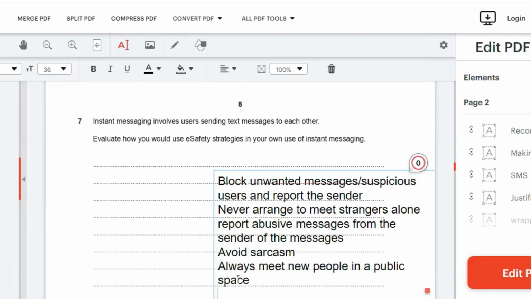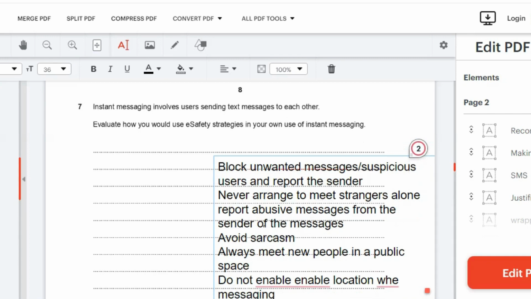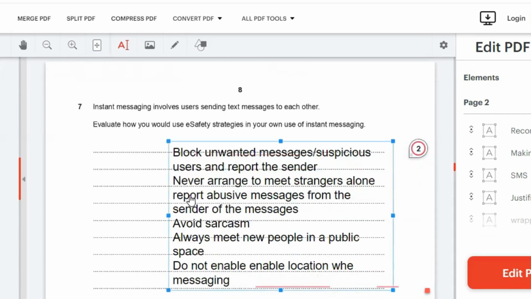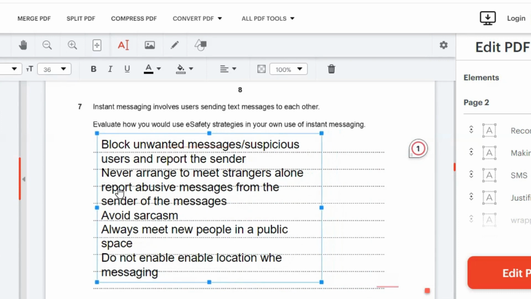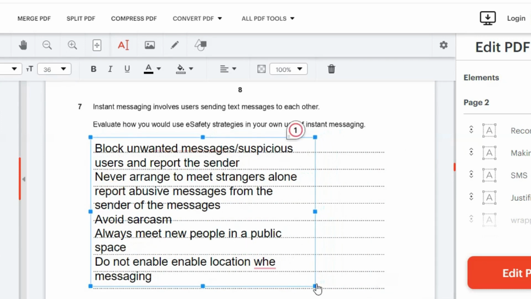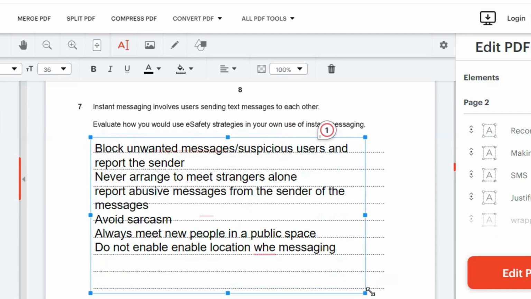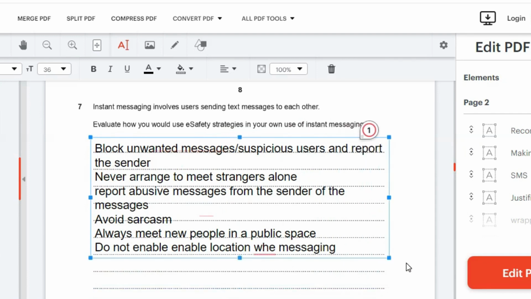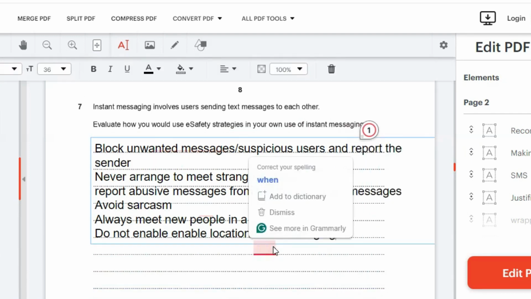Do not enable location when messaging. That is, you should not turn your location on so that the other person you are chatting with will know where you are chatting from. So always put your location off when there is need to.